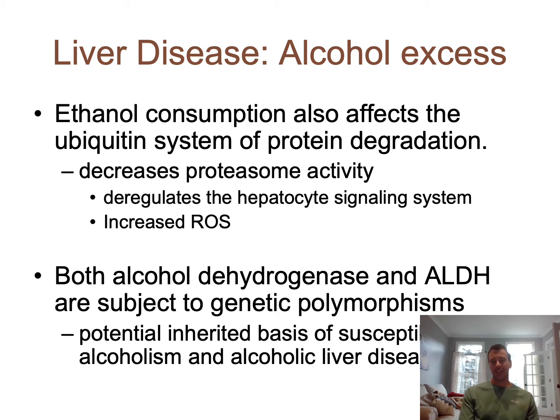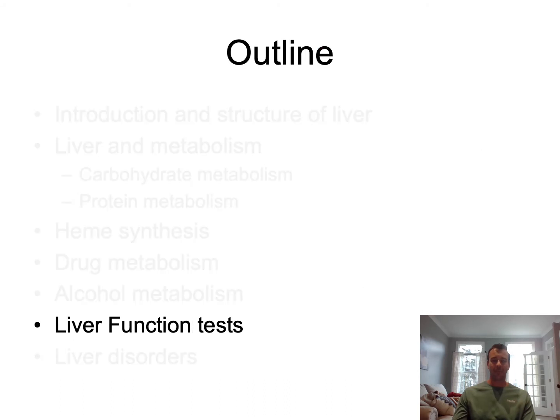The alcohol dehydrogenase and ALDH that I showed on the last slide, you can have polymorphisms of these, and you can have a potential inherited basis of susceptibility to alcoholism and alcoholic liver disease, because these are such important enzymes in degradation of alcohol. That's metabolism. We're going to end the lecture here on talking about liver functional tests and some of the liver disorders that we haven't gone over yet.